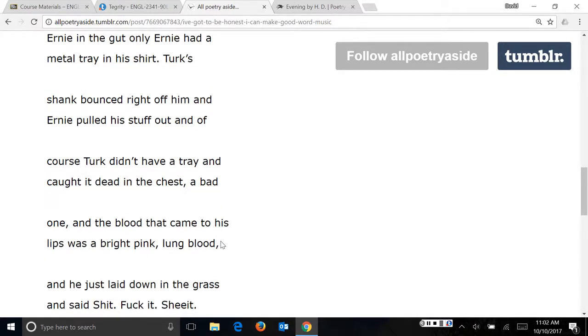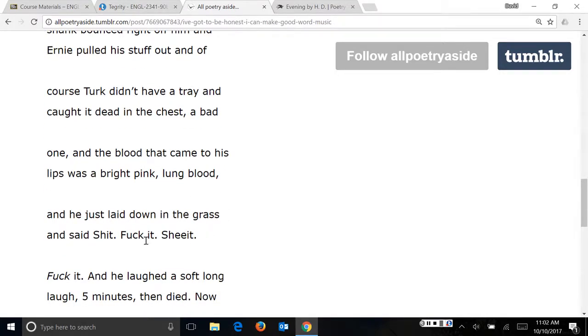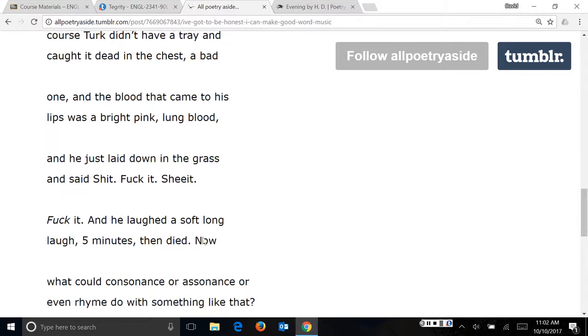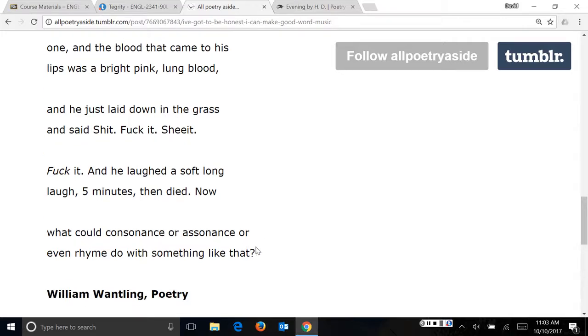A bad one. And the blood that came to his lips was a bright pink lung blood. And he just laid down in the grass and said, "Shit, fuck it, shit, fuck it." And he laughed a soft, long laugh, five minutes, then died. Now, what could consonance or assonance, or even rhyme, do with something like that?